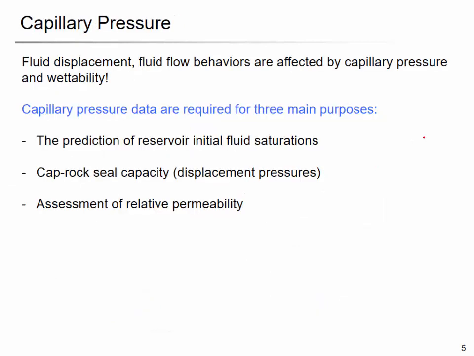So the fluid displacement and the multi-phase fluid flow behaviors are affected by the capillary pressure and the wettability condition. And capillary pressure data are required for three main purposes: to predict the reservoir initial fluid saturation, the cap rock seal capacity, and the relative permeability. These three are very important information for reservoir engineering. And the capillary pressure is one of the factors influencing it.